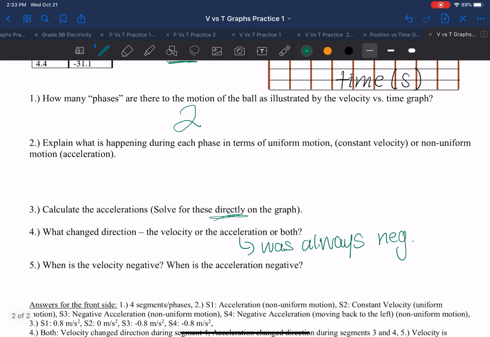The next part, when is the velocity negative? Well, the velocity is negative in S2, and S2 kind of starts around 1.2 seconds, okay? That's when velocity starts becoming negative. When is acceleration negative? Well, it was always negative. Always negative. All right, so that solves those questions there.